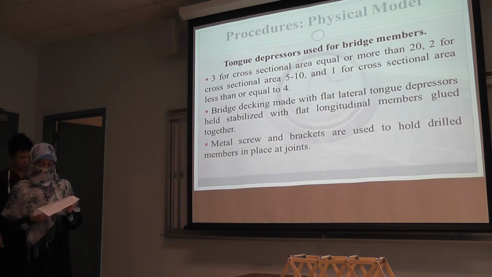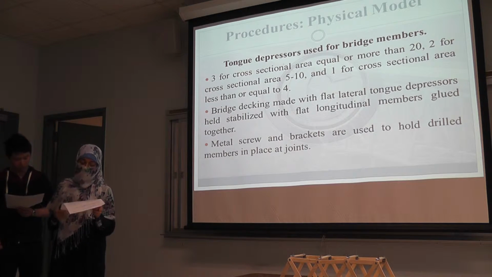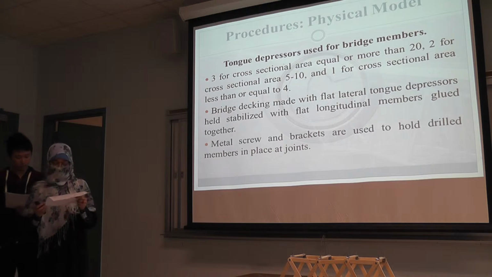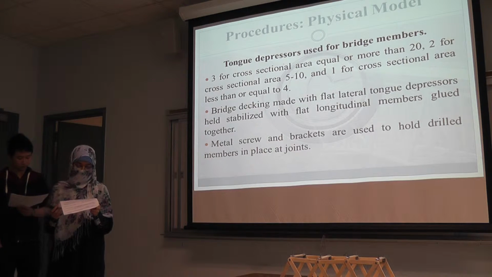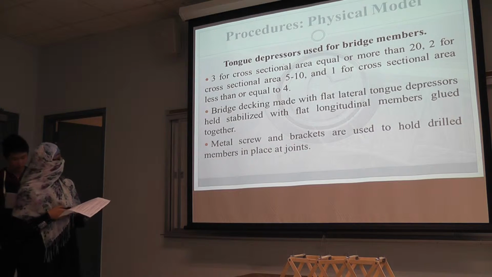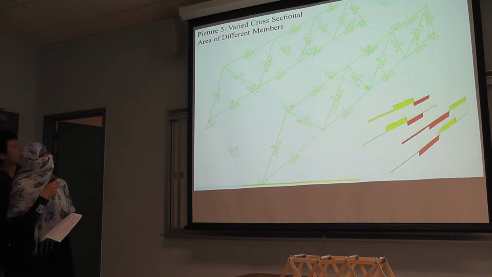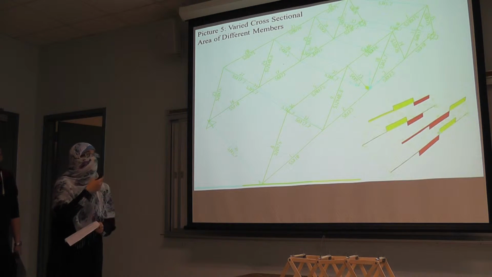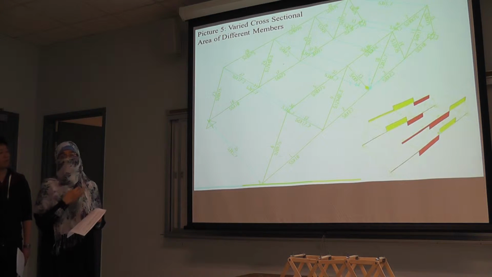Then we made the deck with flat trunk depressors and glued them together with longitudinal members. At last we used screws and brackets to hold all the members together at their joints. And this is the picture which shows the different cross-sectional areas of different members. The red area and the yellow area show that the cross-sectional area should be bigger.